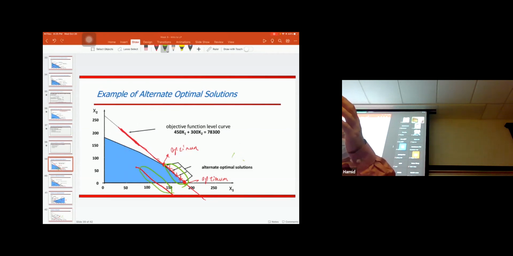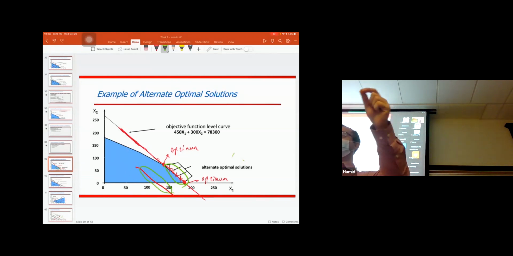Because every point on that line has exactly the same answer. Because my objective function and one of the edges of the feasible region exactly overlap with each other.